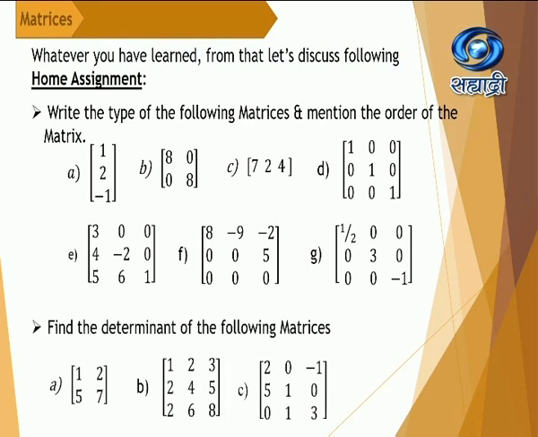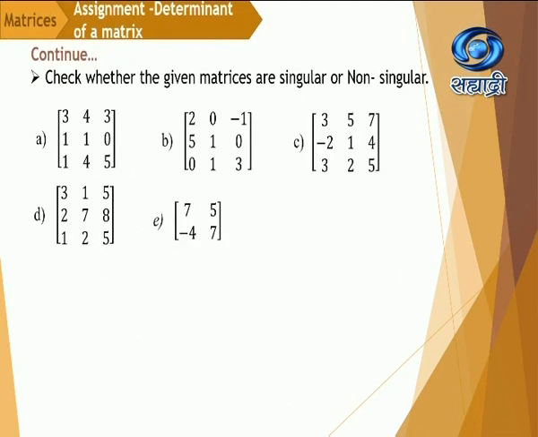Then question number 2 is: find the determinant of the following matrices. Since you have already done how to open 2 cross 2 and 3 cross 3 determinants, easily you can write these matrices in determinant format and open the 2 cross 2 and 3 cross 3 determinants to get the value of the determinant of a matrix.